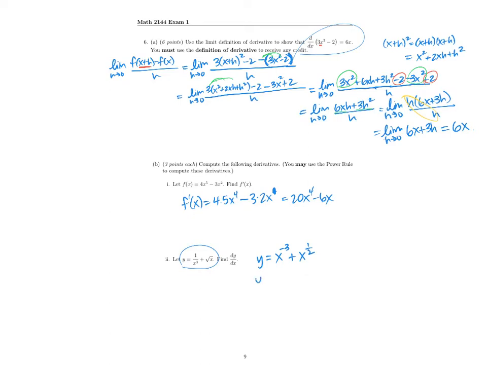So I'll have dy dx equals, and then I'll just use the power rule like I had before. Negative 3x to the negative 3 minus 1 would be negative 4 plus 1/2 x to the, when I do 1/2 minus 1, I get negative 1/2. And you can just leave it like that.